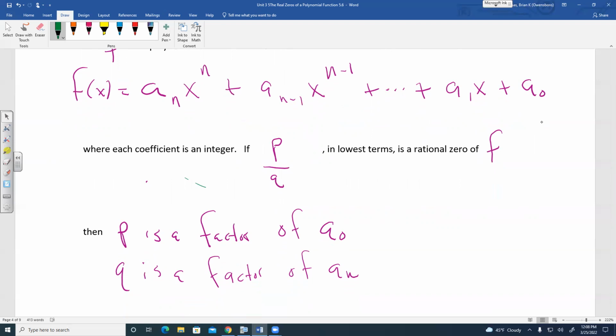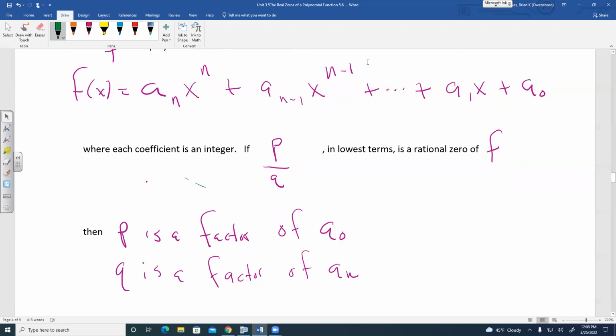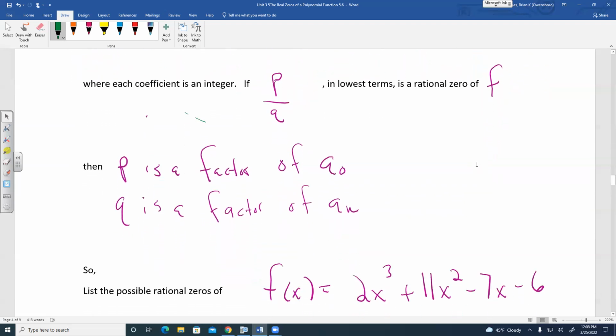So what this rational root theorem is getting at is the leading coefficients and the constants are going to be very key to helping us understand what the rational roots are. So what we pick up on is this P is coming from the constant. This Q is coming from the leading coefficient.